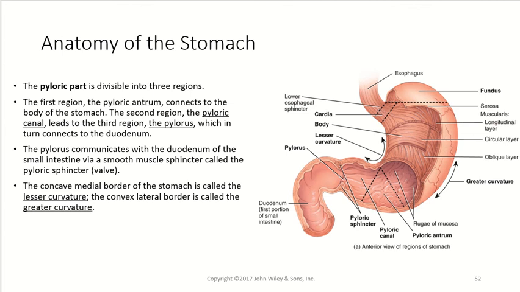The pylorus is going to communicate with the duodenum of the small intestine via a smooth muscle sphincter called the pyloric sphincter or pyloric valve, and the concave medial border of the stomach is going to be called the lesser curvature. You can see that right here. And then the convex lateral border of the stomach is called the greater curvature. Fairly aptly named.